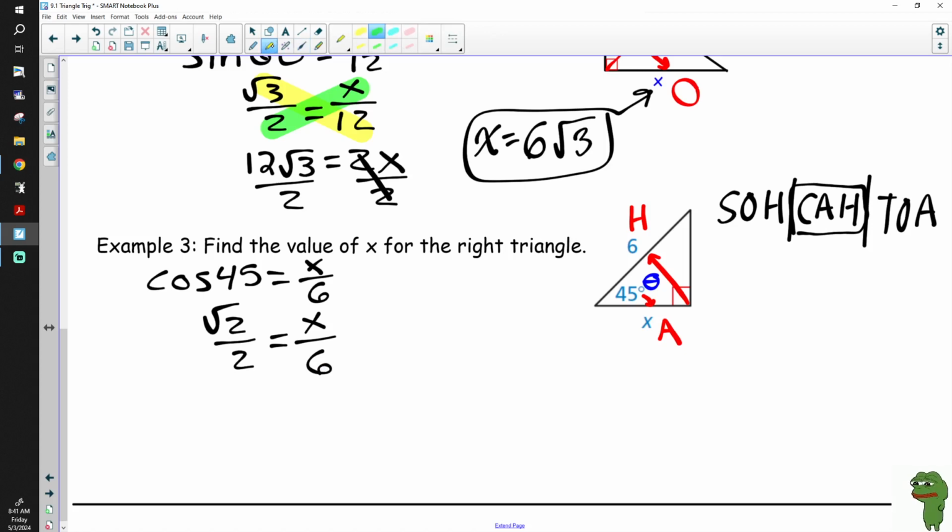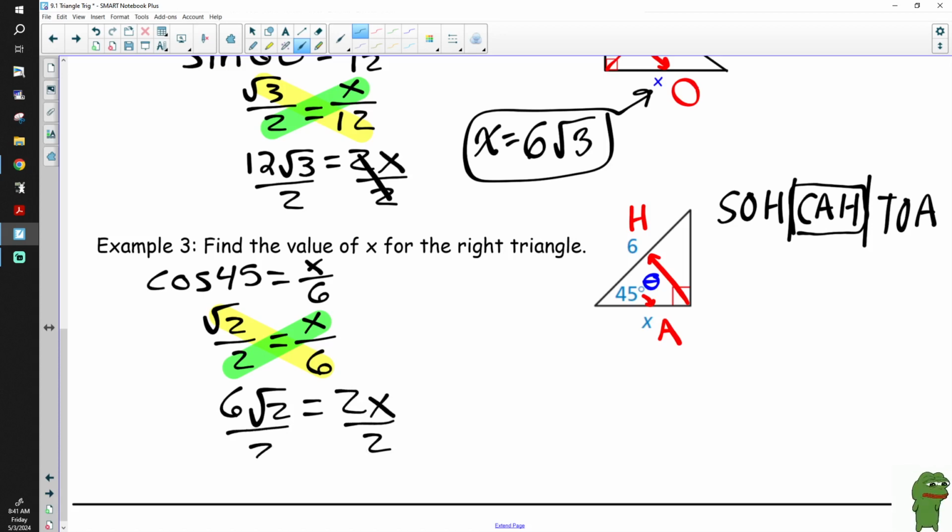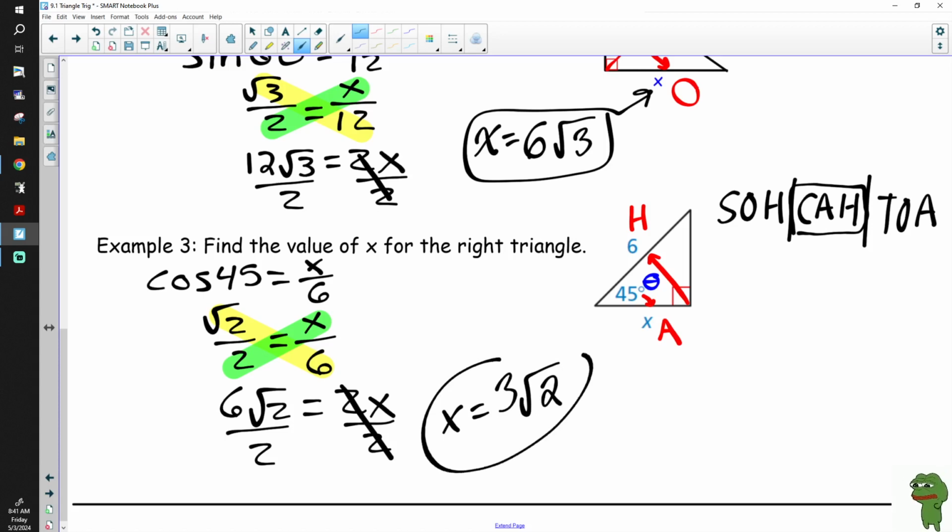I do my cross multiplication, which means I multiply the diagonals. I get 6 square root of 2 equals 2x. Divide both sides by 2. And 3 root 2 is what x equals. And that is how we use trig to solve for the sides of our triangles. And we're done.